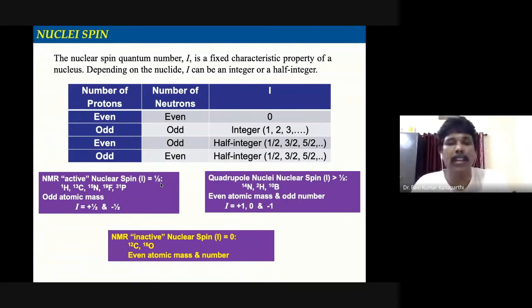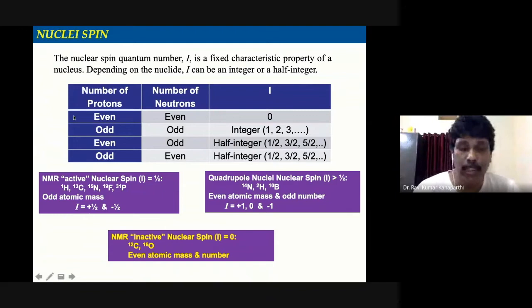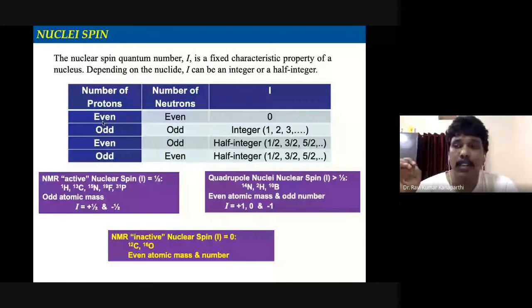On the other hand, there are some thumb rules available, and the thumb rule is already shown here in tabular form. If you are aware of two things, the number of protons in a given atom and the number of neutrons in the given atom, then it is fairly easy to estimate its spin, whether it is zero or non-zero, and if non-zero, whether it is integer or half integer. Those things can be estimated.